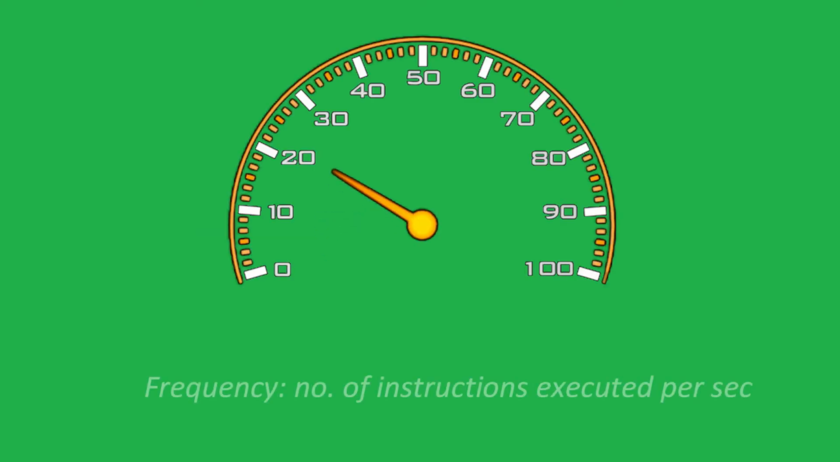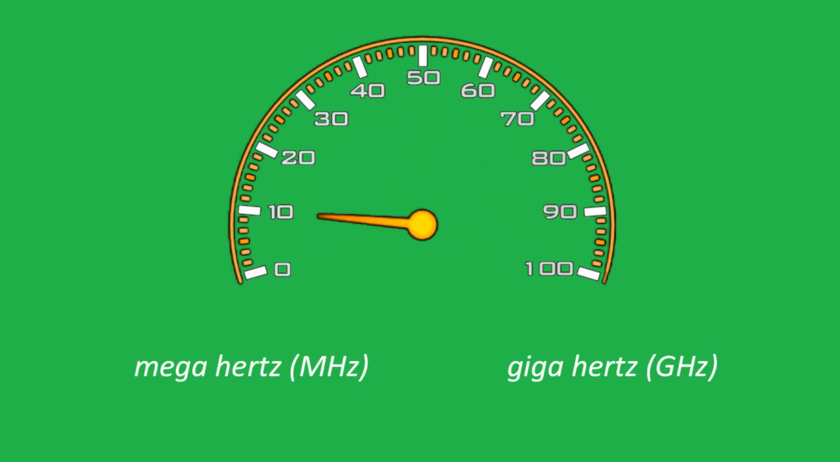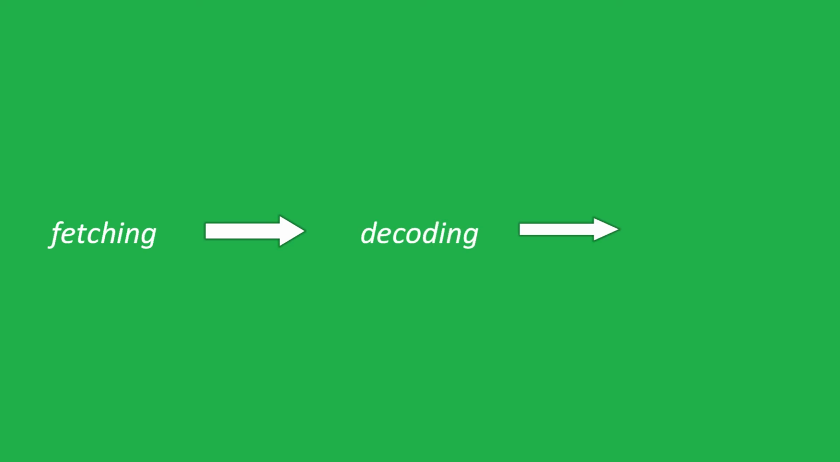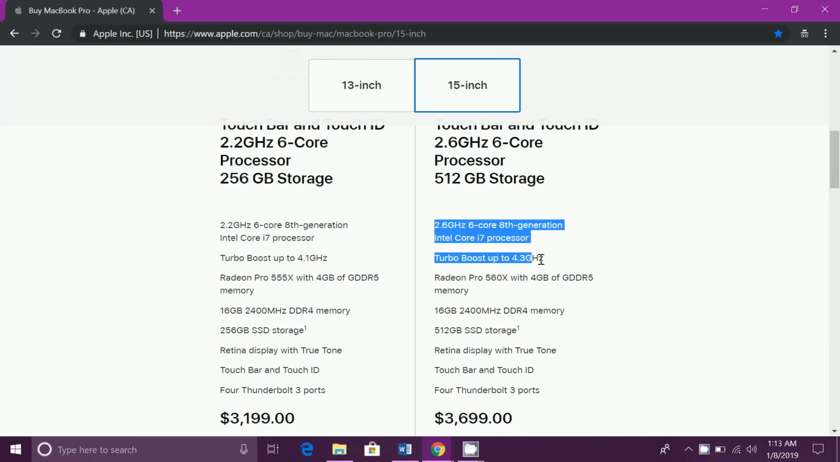Now let's talk about clock speed of a CPU. Clock speed of a CPU is the speed or frequency at which the CPU executes instructions of a program. It can be measured in megahertz or gigahertz, although you won't hear megahertz a lot these days. It indicates how fast the PC fetches, decodes, and executes the data. Hence, a higher frequency or clock speed means better performance. CPUs have a range of clock speeds.